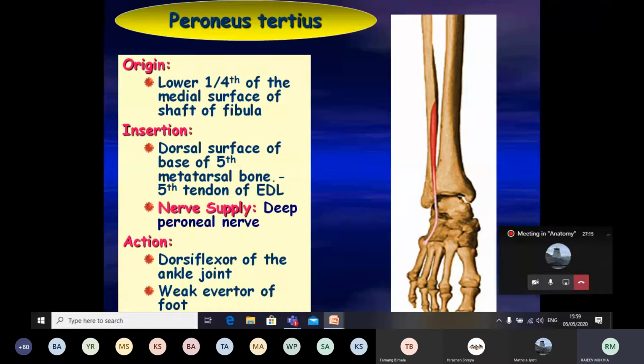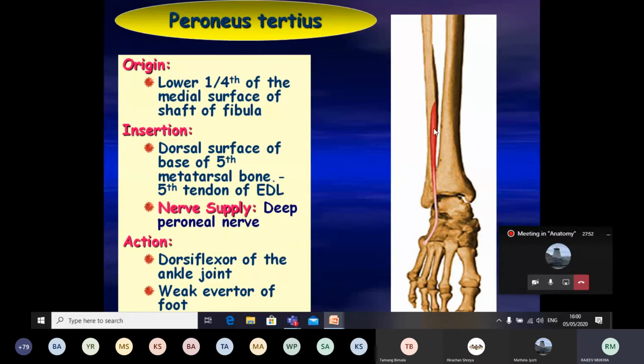Another muscle you are seeing is the peroneus tertius. In this figure you can see the peroneus tertius. It takes origin from the lower fourth of the medial surface of the shaft of the fibula. Remember, all of the medial surface of the shaft of the fibula and the adjoining interosseous membrane give origin to these muscles. It forms a tendon and inserts into the base of the fifth metatarsal bone.